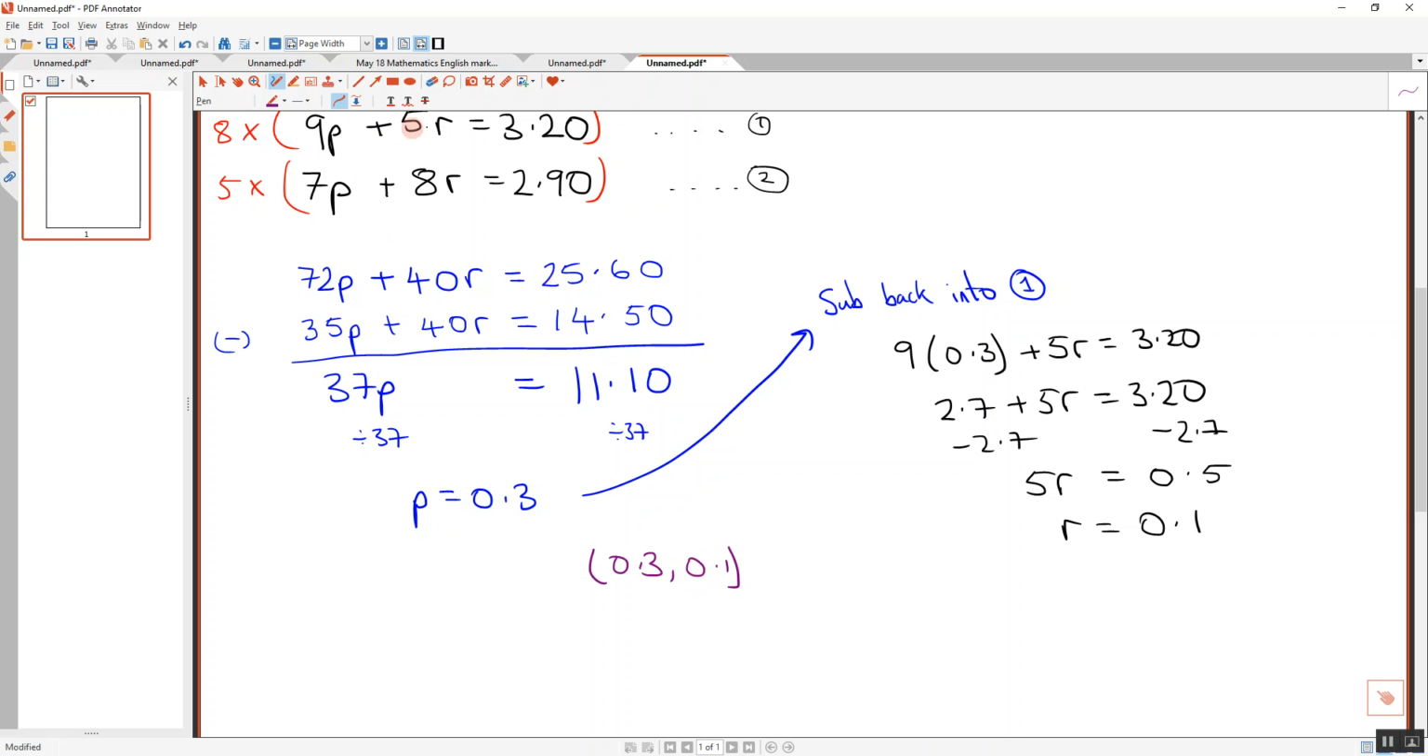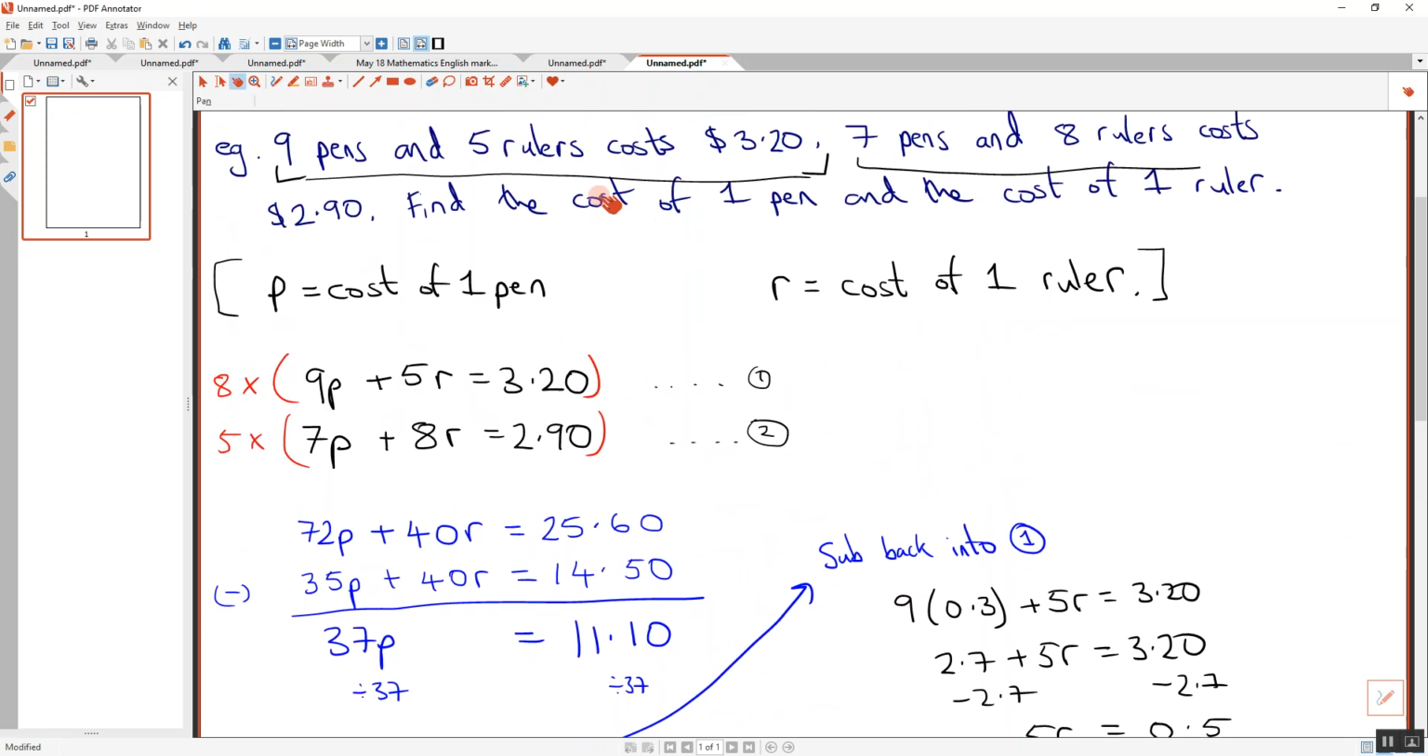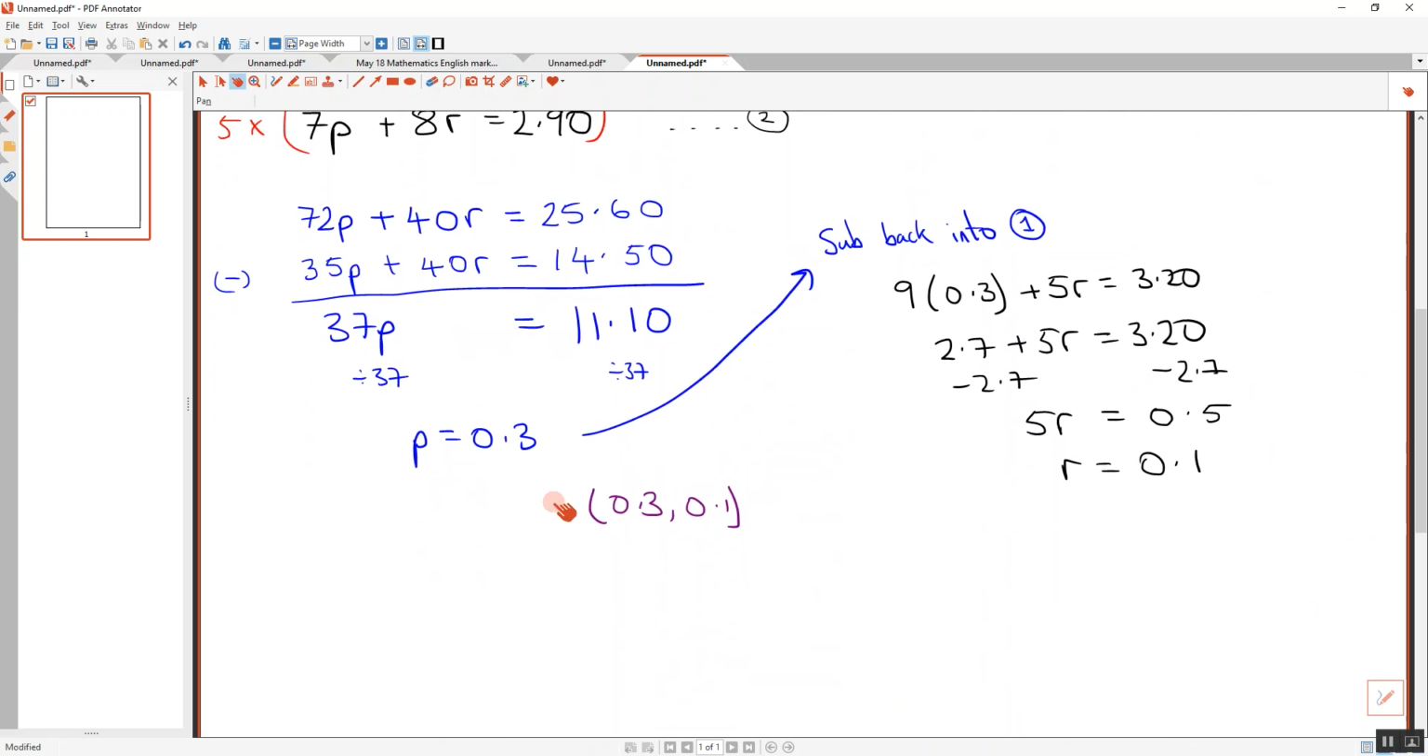What we have done is we've solved two straight lines and we found out where they've met. But in terms of what this question is asking, what is this question asking? Yep, find the cost of 1 pen, cost of 1 ruler. This isn't really of any use to me. So, what do I need to do? 1 pen.